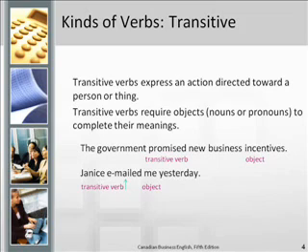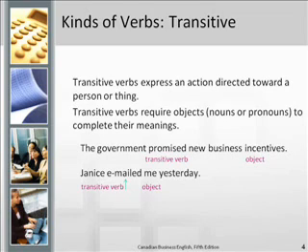In the second example, Janice emailed me yesterday. The first thing we do is we find the verb, which is emailed. That makes it easier to find the subject, which is Janice. When we take the subject and the verb together, Janice emailed, the logical question that you're asking yourself is, Janice emailed whom or what? This tells you that this is a transitive verb that requires an object, such as a noun or a pronoun. In this case, the pronoun me acts as the object of the transitive verb emailed.